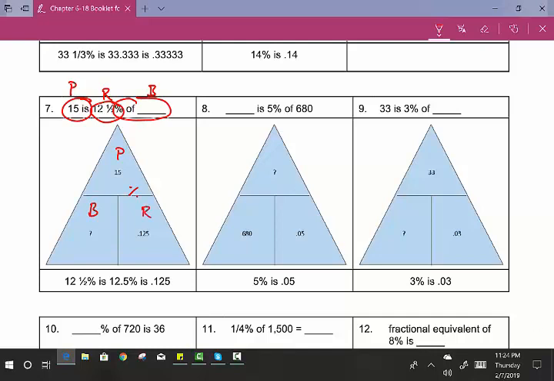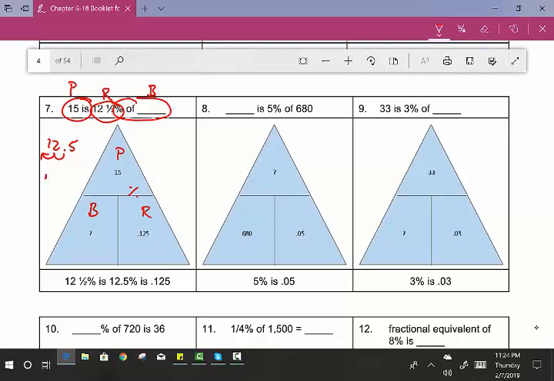12.5 is 12.5. I'm going to move the decimal point 2 places to the left to make it 0.125, as illustrated right there. So base is equal to part divided by rate, which is 15 divided by 0.125, and that equals 120. So the base is equal to 120, which means 15 is 12.5% of 120.